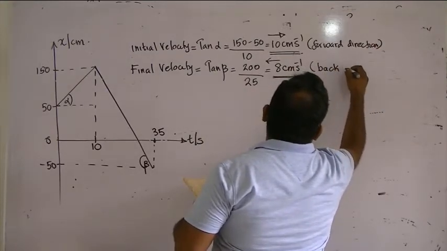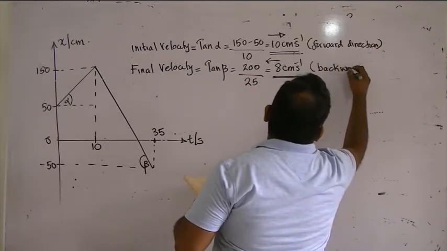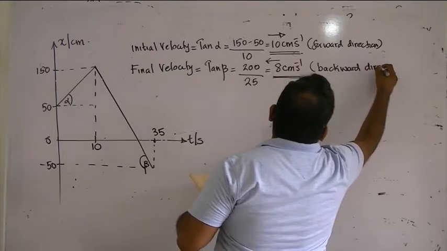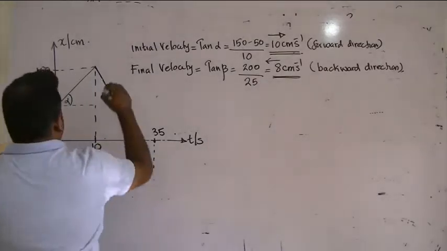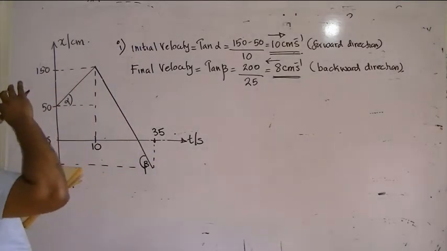Please remember, put the magnitude as well as the direction, because it's a vector. That was Roman number 1.